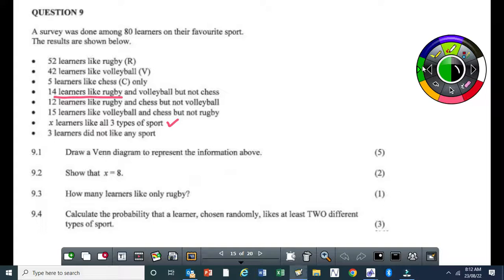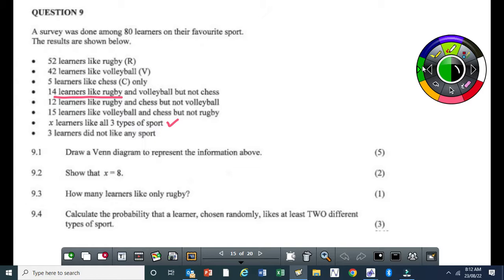A survey was done among 8 learners on their favorite sport. The results are shown below. 52 learners liked rugby, 42 learners liked volleyball, and 5 learners liked chess only. Then 14 learners liked rugby and volleyball, but not chess. Then 12 learners liked rugby and chess, but not volleyball. And then 15 learners liked volleyball and chess, but not rugby.